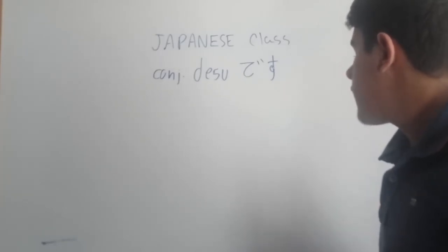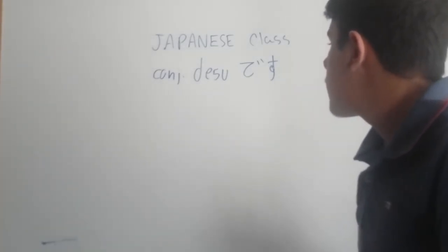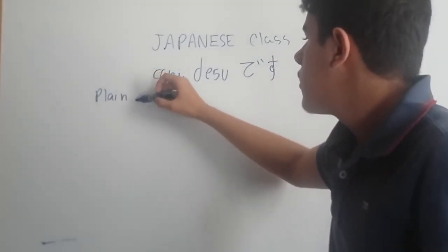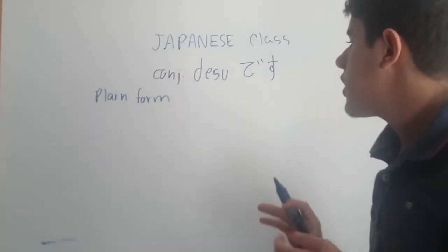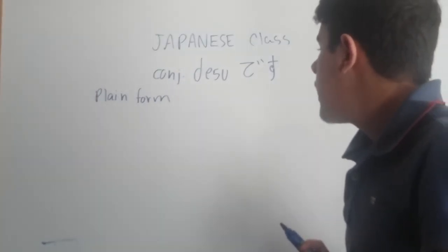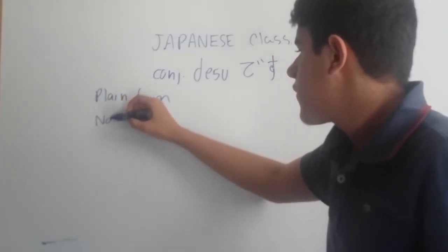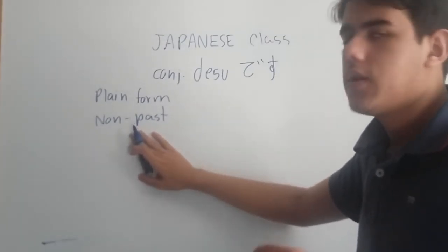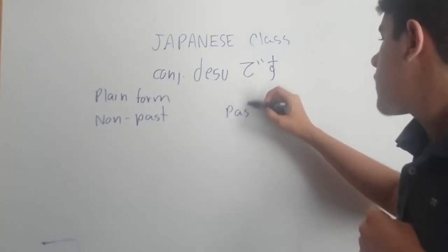First of all, we will conjugate this verb in the plain form, right? In the plain form in today's class, and in another class we're conjugating the polite form. So the first form, we'll conjugate in the non-past, right? Non-past can mean the future or the present. And we'll conjugate in the past here.